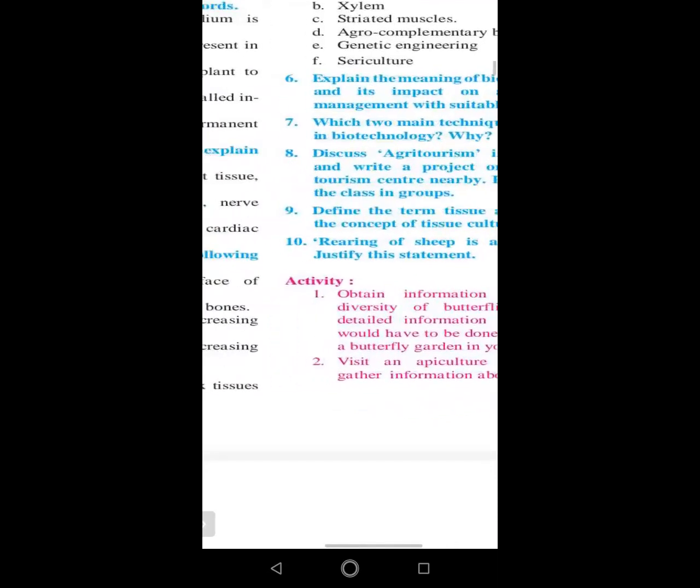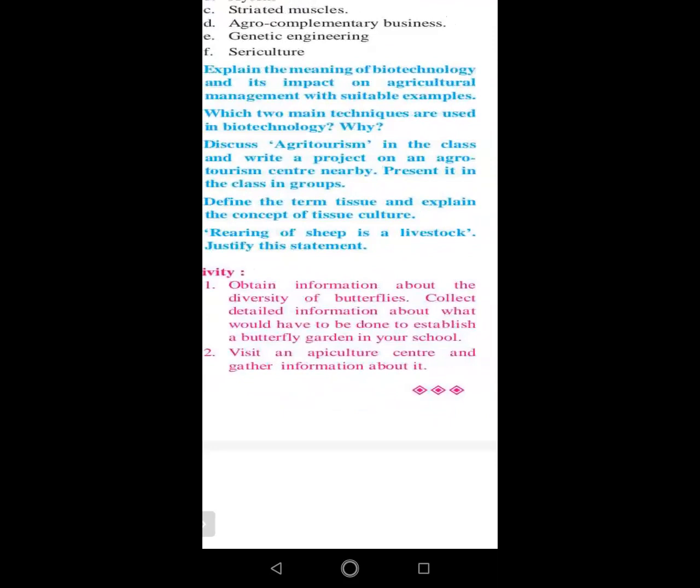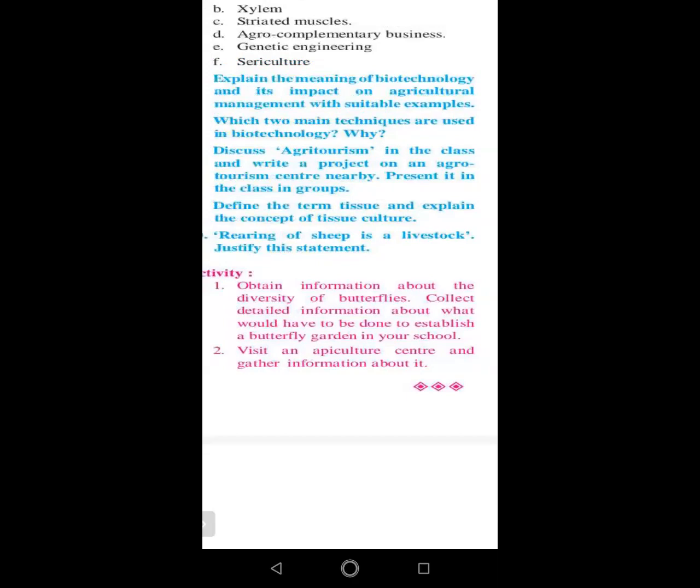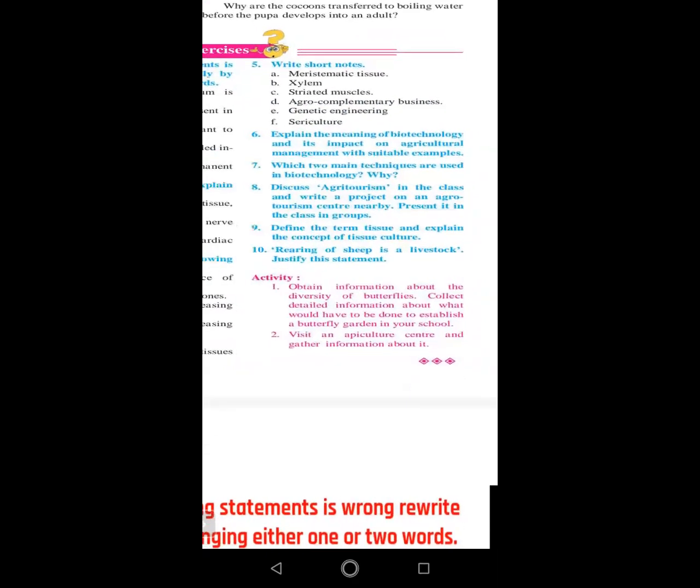Second activity: visit an apiculture center and gather information. Just as sericulture is a business, apiculture is also a business. I will not tell what apiculture is; you have to find out. I am giving just hints. Sericulture is done with silkworms, so you have to find out what apiculture is done with and note it down. Make a good activity, an assessment, and show it to your subject teachers, showing what we have learned in today's online classes.